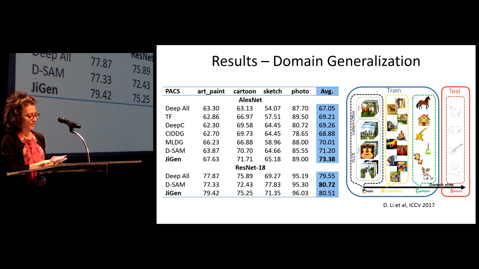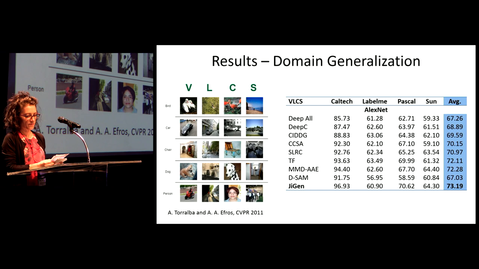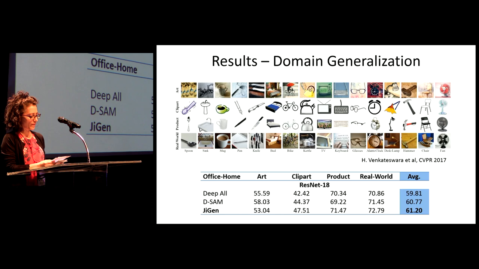These are the results in the PACS dataset with 4 domains and 7 classes. And these are the results on VLCS with 4 domains and 5 classes. And finally, the results on Office-Home with 4 domains and 65 classes.